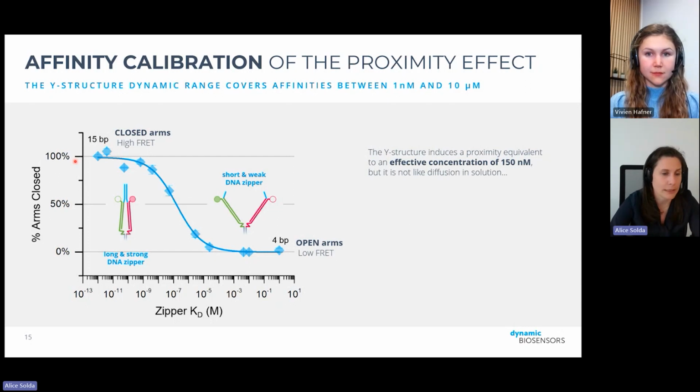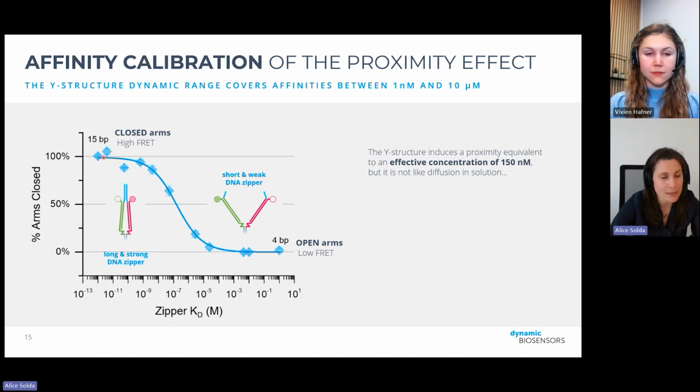If we compare these results in terms of FRET efficiency versus the KD that has been obtained by the kinetics of these DNA-DNA interactions, so just the 4 bases up to the 15-15 in this case, we see that we have a dynamic range of opening and closing of the structure from 1 nanomolar to roughly 10 micromolar. It means that we are able to sense interaction in this range.